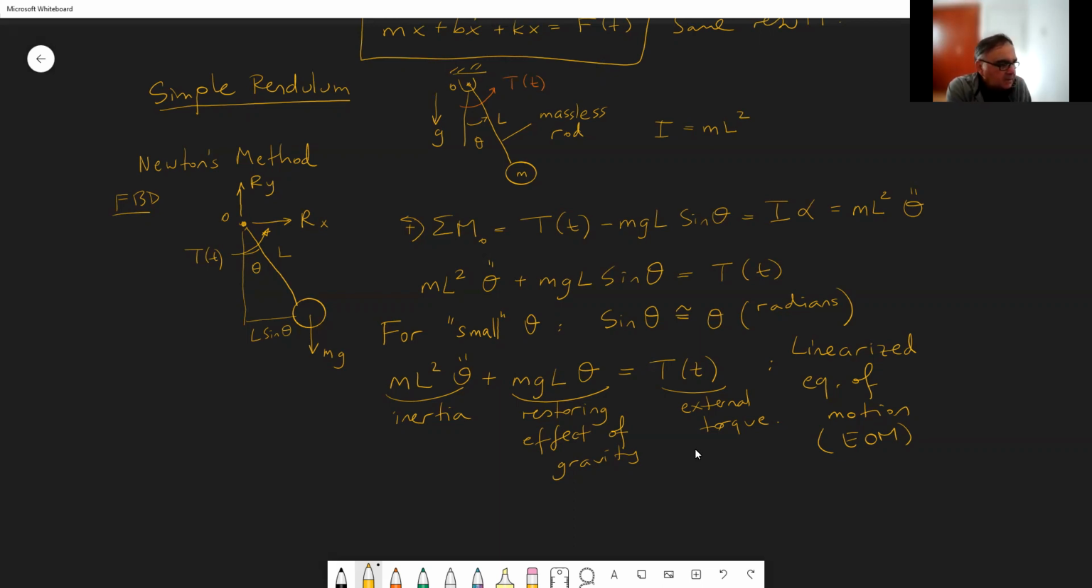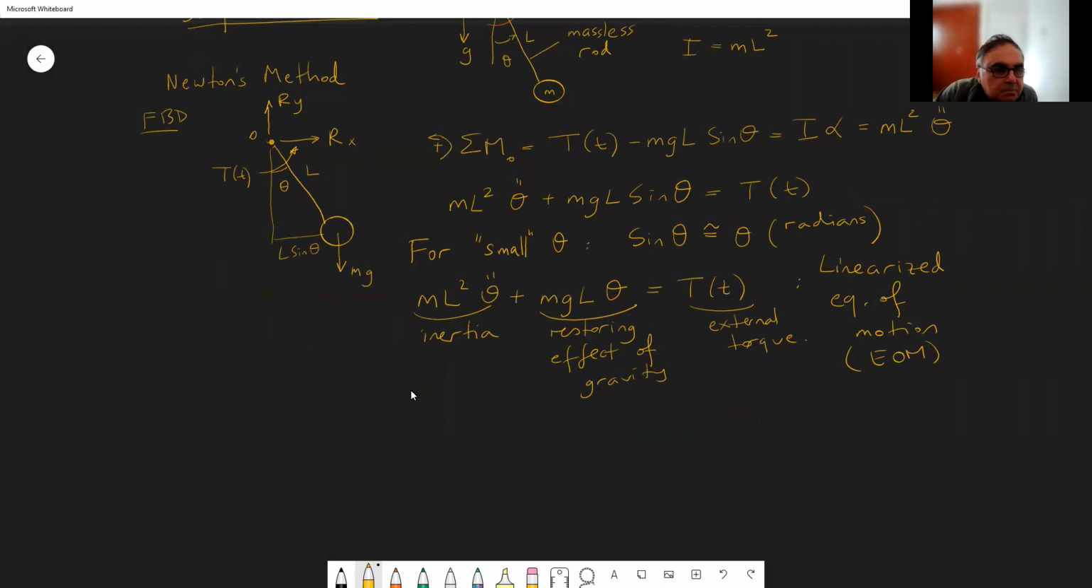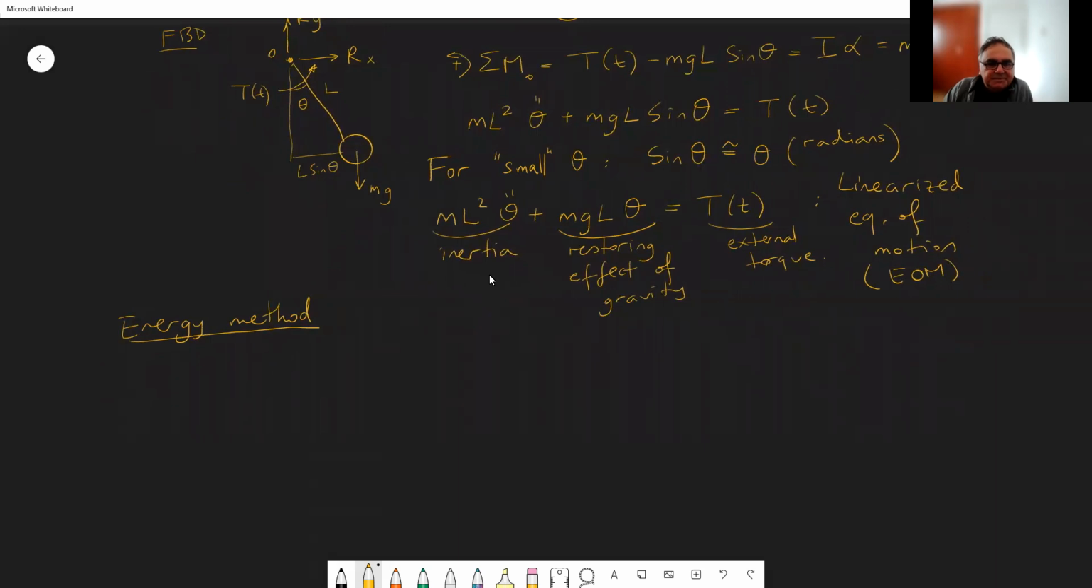Now let's try, this is Newton's method. This is what we get out of this. So let's use the energy approach. We will obviously get the same thing, but let's see.